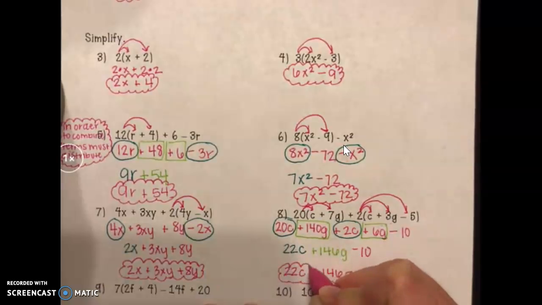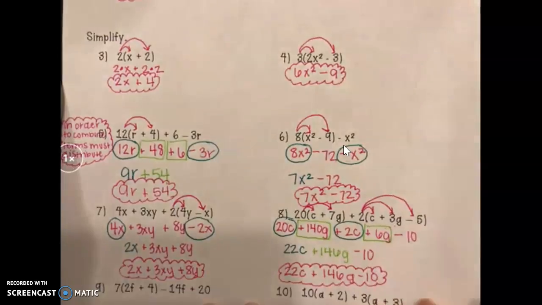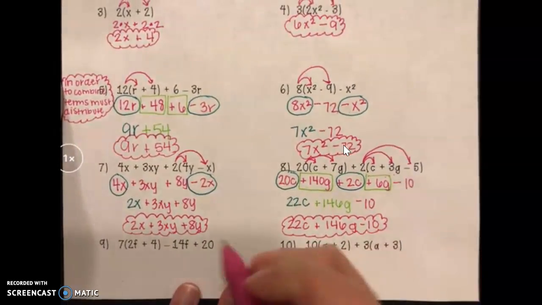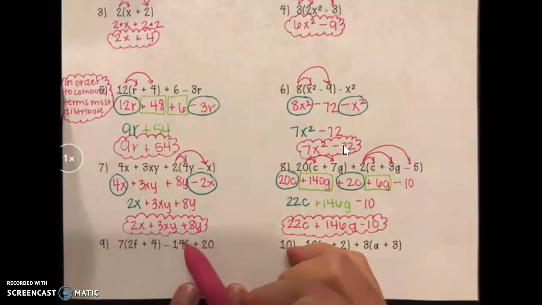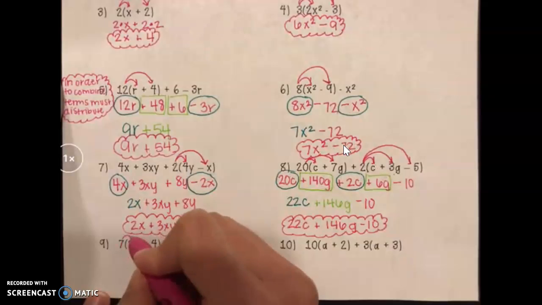See, guys, not nearly as bad. It just looked really scary. All right, last 2 problems. All right, so for number 9, I can immediately see I need to distribute this. I have 7, and then I have in parentheses 2f plus 4 minus 14f plus 20. So let's just go ahead. Before I can combine anything, I have to distribute.